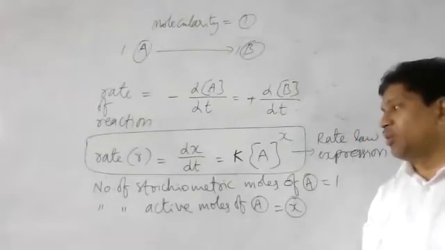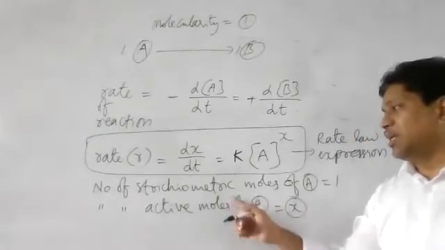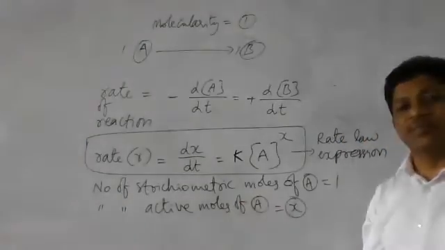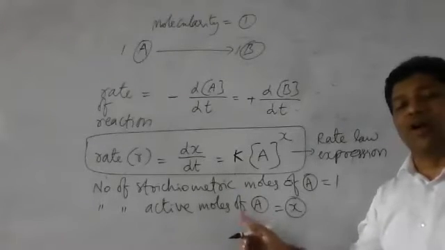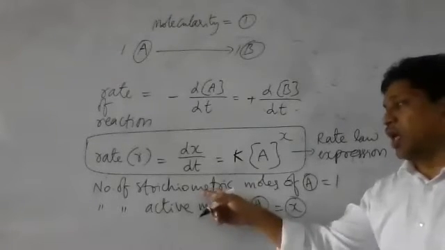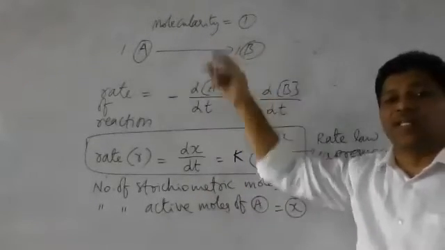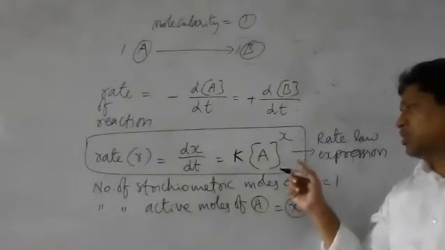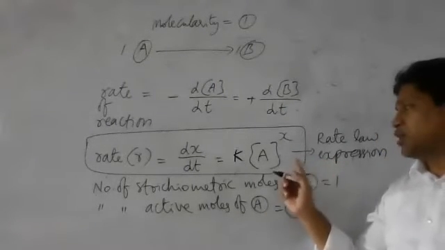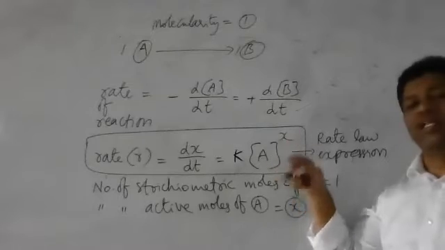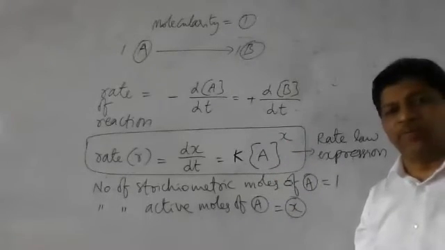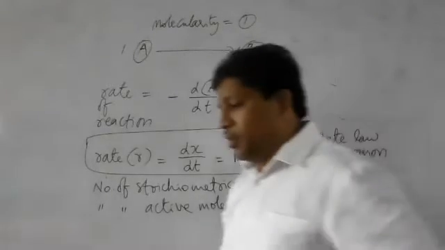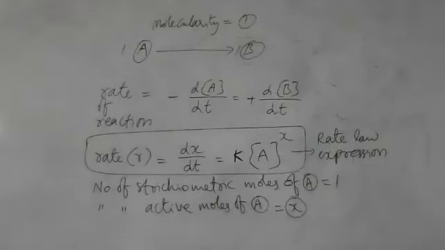So it is about the concept of active moles and stoichiometric moles. Active moles decide the order of reaction. From stoichiometric moles, we can directly say the molecularity of the reaction. This equation is the rate law expression. From the rate law expression, from the number of active moles, we get the order of reaction. Keep that point in mind for the time being. Take the screenshot now.